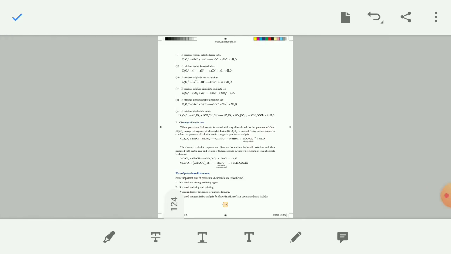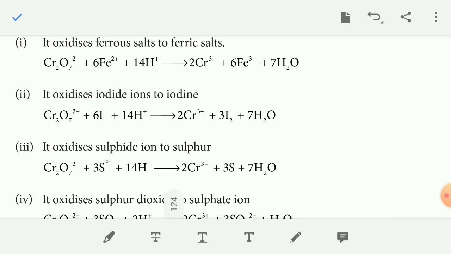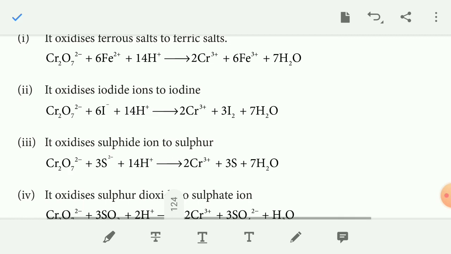Okay, now some more oxidations. First, it oxidizes ferrous salt to ferric. The Cr2O7, that is the dichromate ion, oxidizes ferrous salt to ferric salt: Cr2O7 2- + 6Fe2+ + 14H+. Most of these oxidations happen in acidic medium, so 14H+. Cr2 with +6 changes to Cr3+. With 7 oxygens in Cr2O7 we put 7 water, and 14H+. Cr is +6 going to Cr3+ with 2 atoms, so 2 into 3, 6 electrons, 6 Fe2+, and Fe2+ changes to Fe3+.